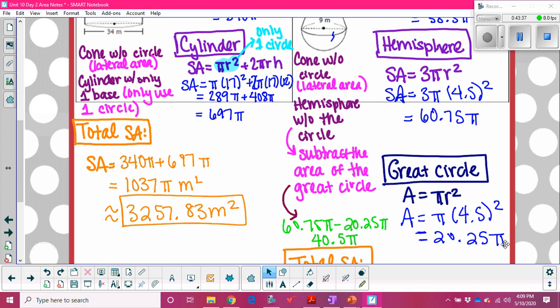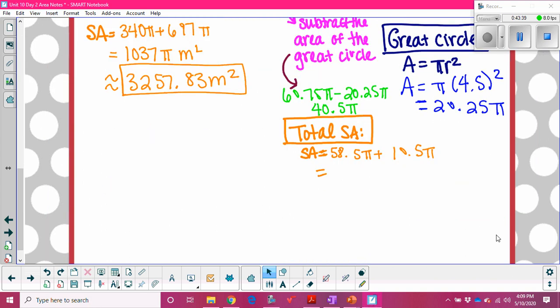let's scroll down. Okay, what I end up getting, I'm going to do terms of pi first, is 99 pi. So I get 99 pi meters squared. Right, we can go ahead and get our approximate answer here. To 2 decimal places, we get 311.02 meters squared.